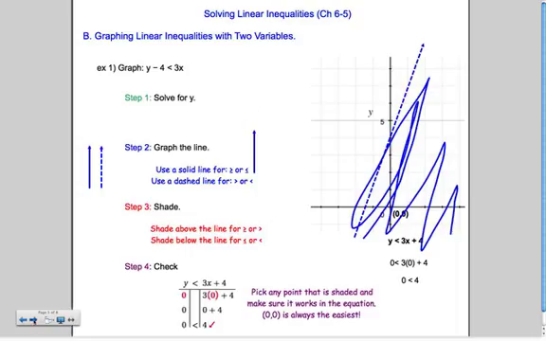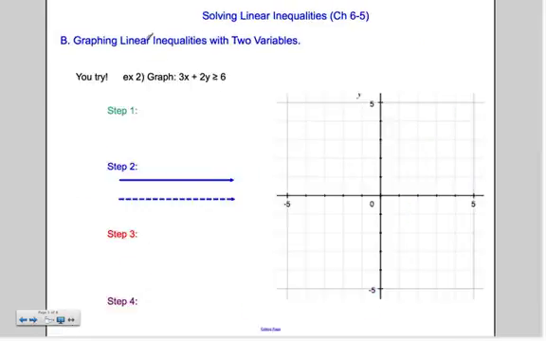Moving on. Okay, we're going to graph linear inequalities with two variables. You try it. We've got 3x plus 2y greater than or equal to 6. Right? Step 1. Well, pause it now to try it. Pause. Cool. Okay, so solve for y.